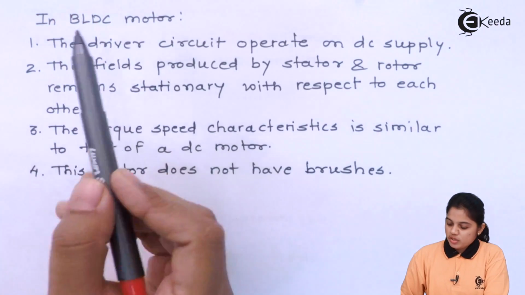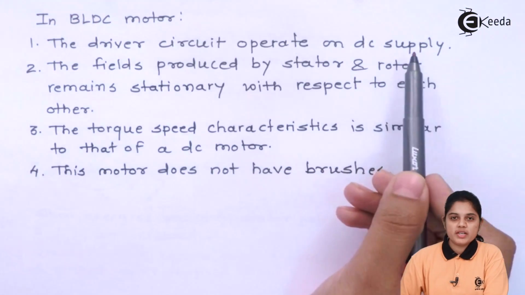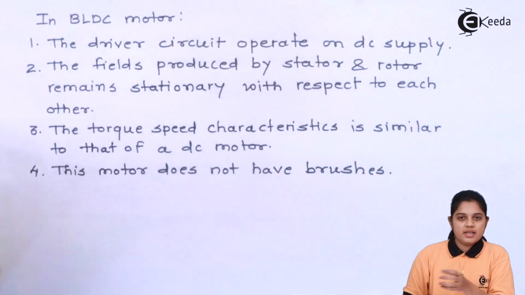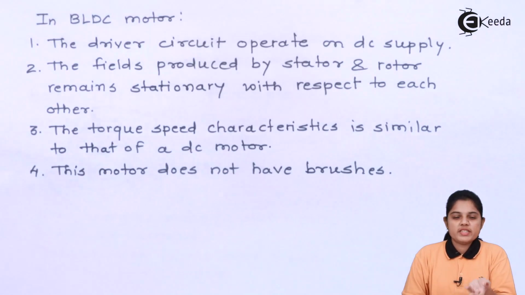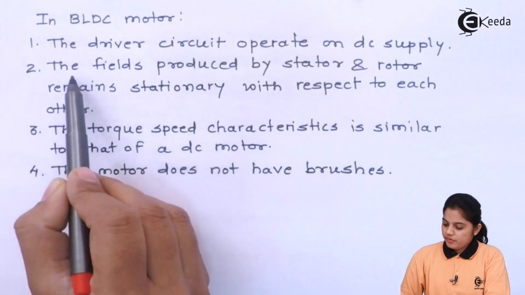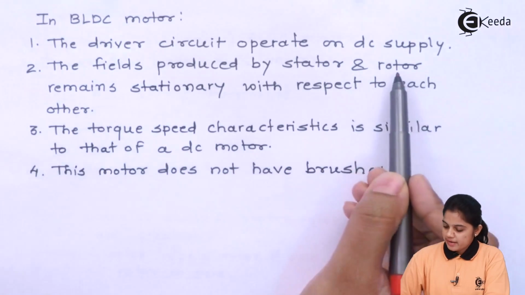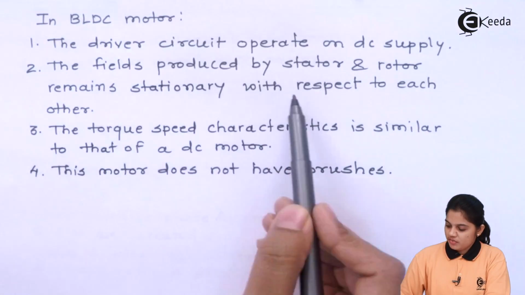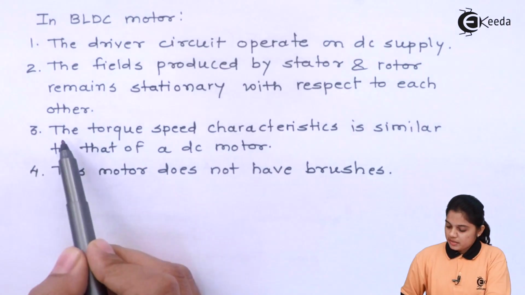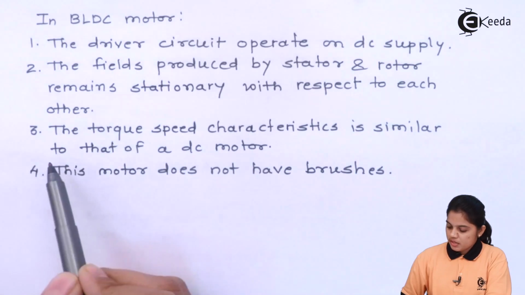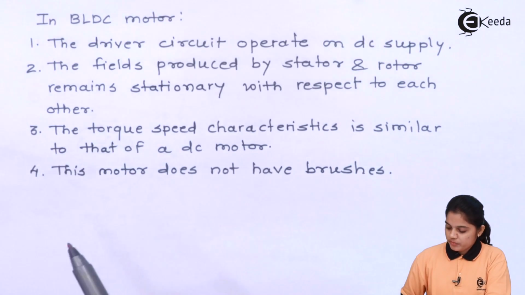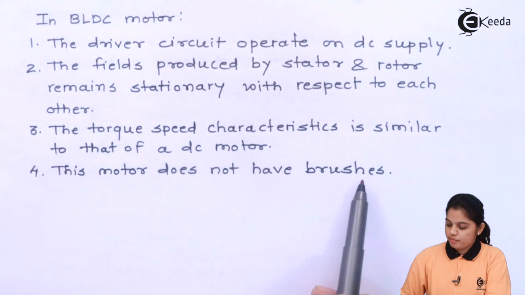In a BLDC motor, the driver circuit operates on a DC supply. Since it is a DC motor, obviously its supply voltage will be in the form of DC. The fields produced by the stator and rotor remain stationary with respect to each other. The torque speed characteristics are similar to that of a DC motor. This motor does not have brushes.